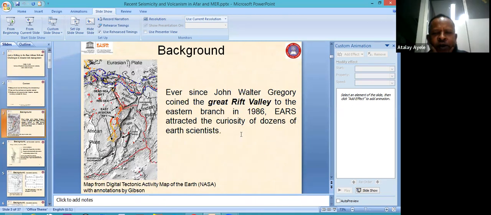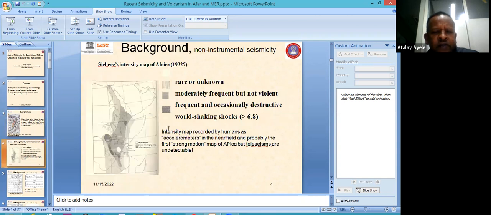I'm here in the introduction. So in the background, I start with this morphology of the East African Rift, where Gregory suggested a Great Rift Valley for the Eastern Branch in 1896. So ever since this acronym was coined for that part of the rift, it has attracted a lot of earth scientists. So I think it's visible now.